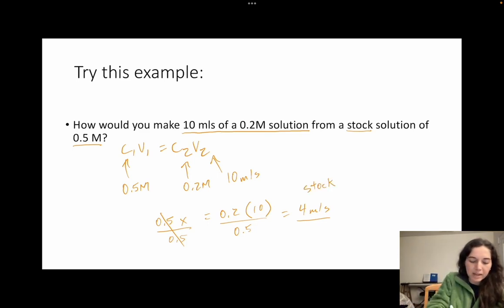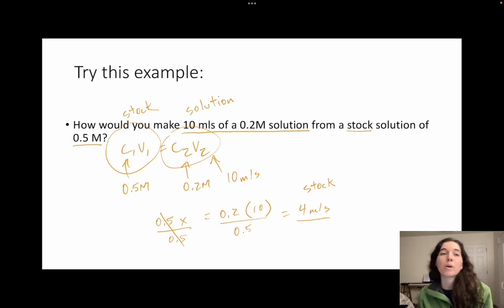So remember that this side of the equation is the stock. This side is the solution. So nowhere in this problem are you solving for the volume of water. We're only looking at solutions, the more concentrated stock and the diluted solution.